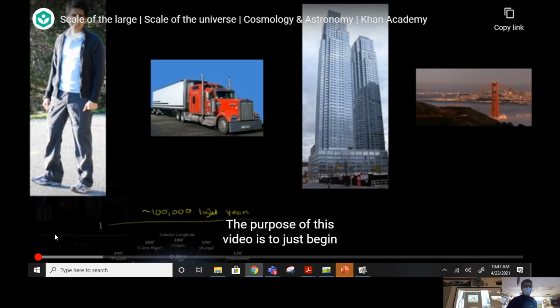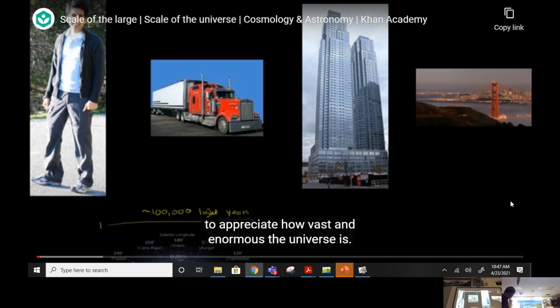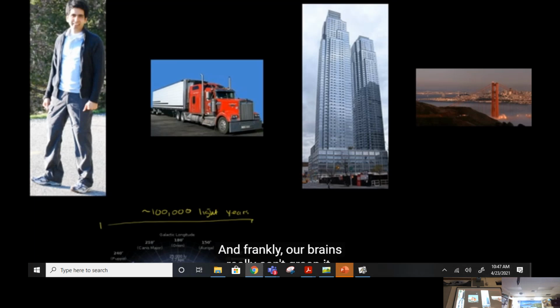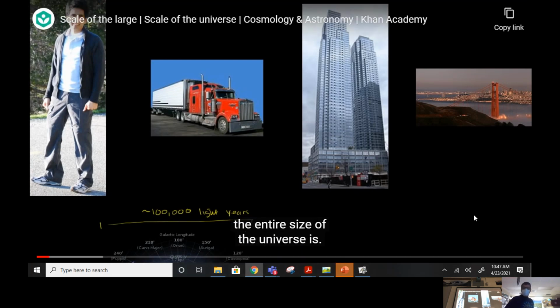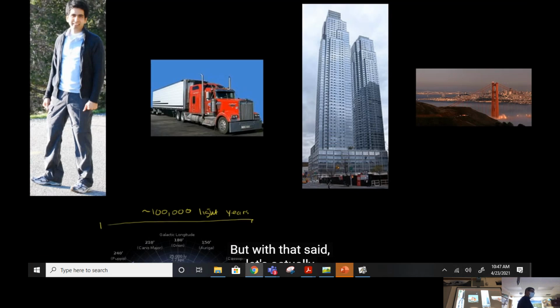The purpose of this video is to just begin to appreciate how vast and enormous the universe is. And frankly, our brains really can't grasp it. What we'll see in this video is that we can't even grasp things that are actually super small compared to the size of the universe. And we actually don't even know what the entire size of the universe is. But with that said, let's actually just try to appreciate how small we are. So this is me right over here.